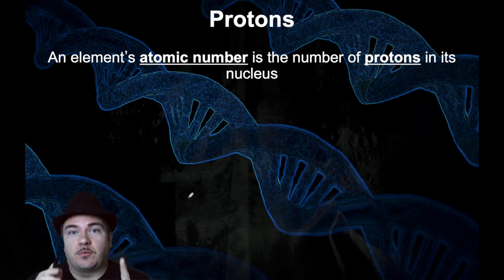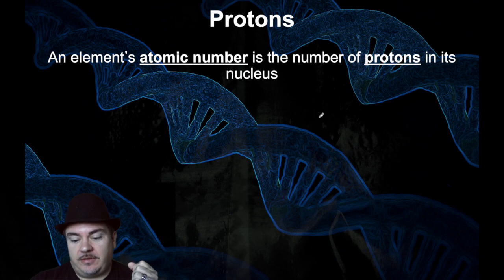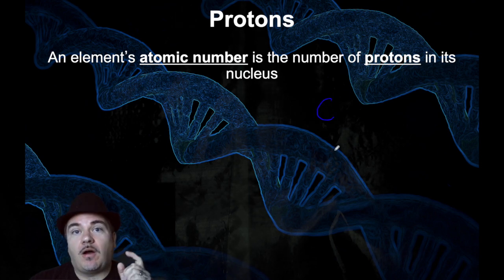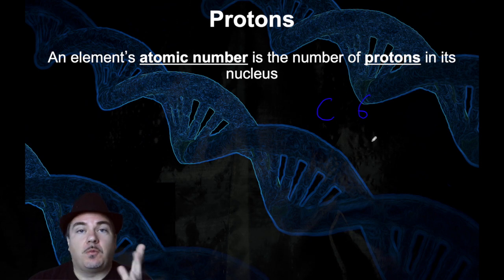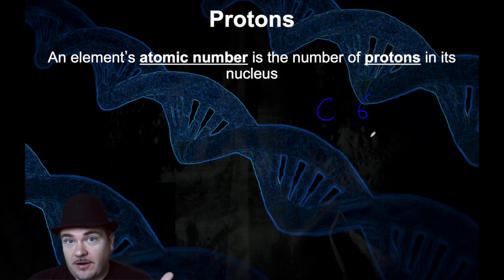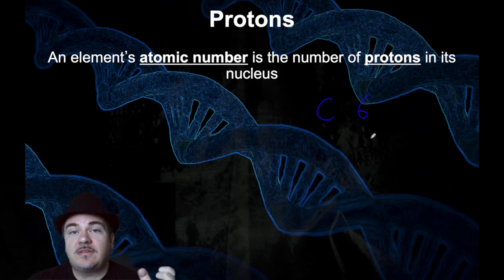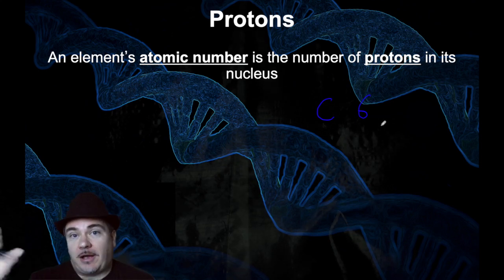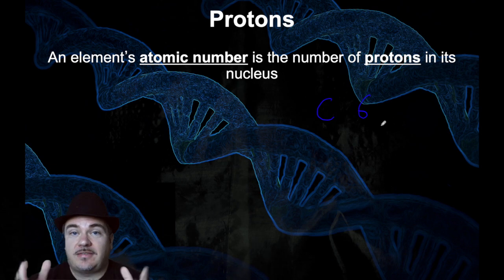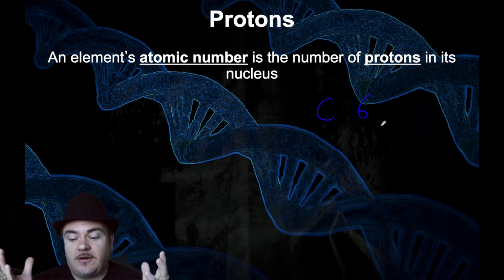It turns out that the reason the proton is important is because it determines which element it is. For example, carbon, that's one of the elements. Carbon always has exactly 6 protons. Why? Because that's what makes it carbon. Every single carbon atom has exactly 6 protons. If you find an atom out there in nature and it has exactly 6 protons, that is carbon. That's what makes it carbon.